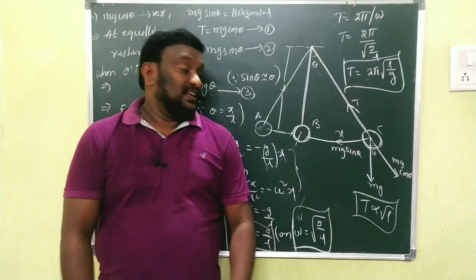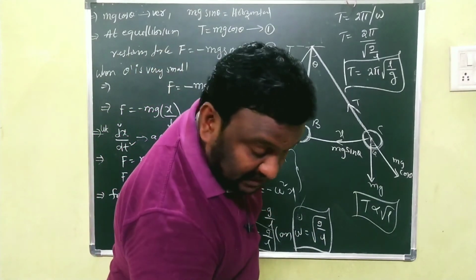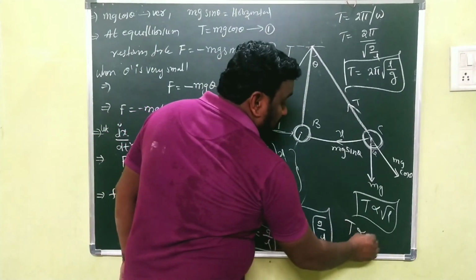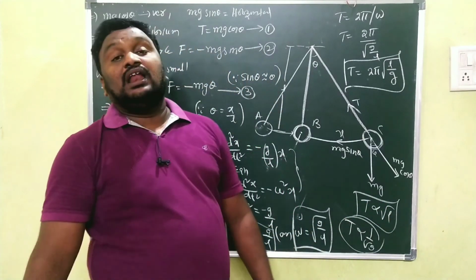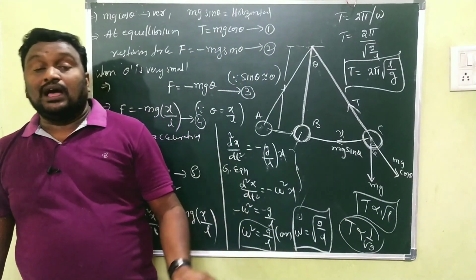From that, what do you have to say? T is proportional to root L and T is proportional to 1 by root G. That means T depends upon L and G and it is independent of amplitude.